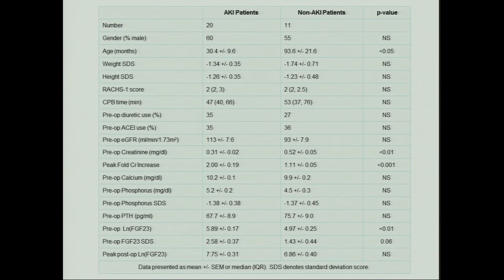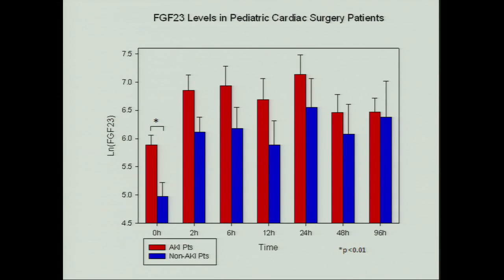GFR did not differ. Yet, preoperative FGF23 levels were higher in the AKI group. And given that FGF23 does vary with age, we also calculated age-related FGF23 standard deviation scores, which we also observed to be higher in the AKI group. This bar graph shows the FGF23 levels over time at various time points post-reperfusion. FGF23 was higher in the AKI group at baseline, and FGF23 increased in both groups within 2 hours post-reperfusion and remained elevated post-operatively. Post-operative values did not differ between the two groups.